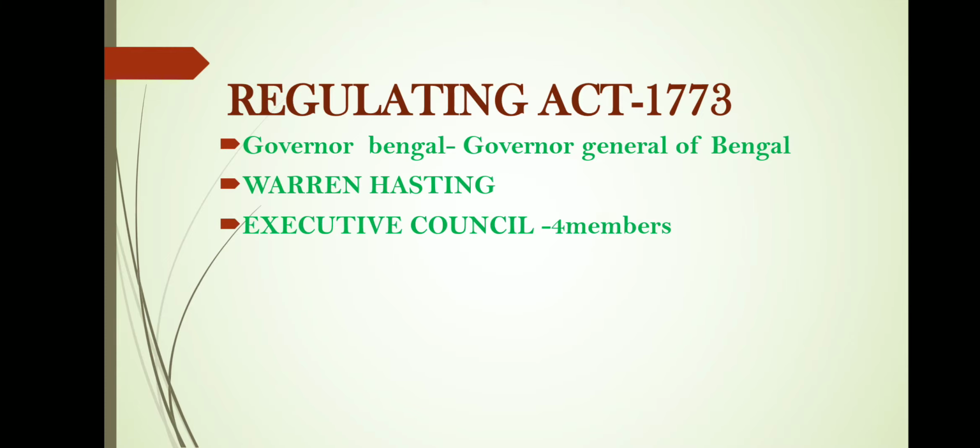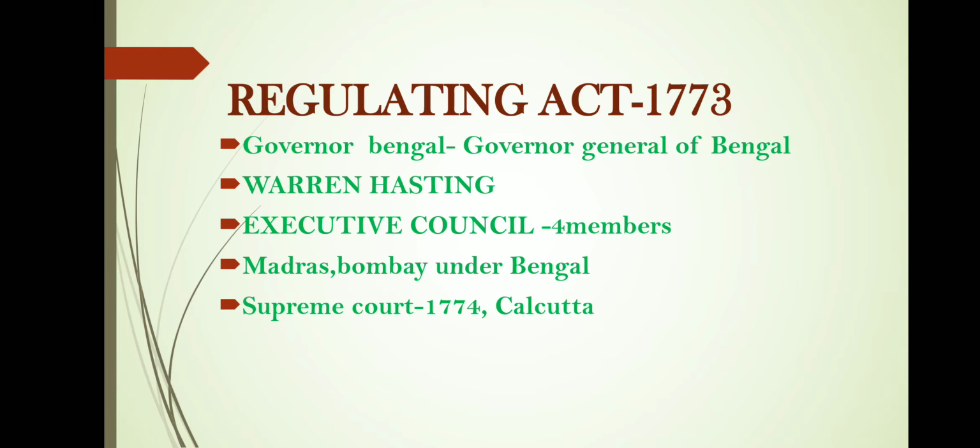An Executive Council was established under this Act with 4 members. It made the governors of the Bombay and Madras presidencies subordinate to the Governor General of Bengal. Understand? So Madras and Bombay presidencies were subordinate to the Governor General of Bengal.